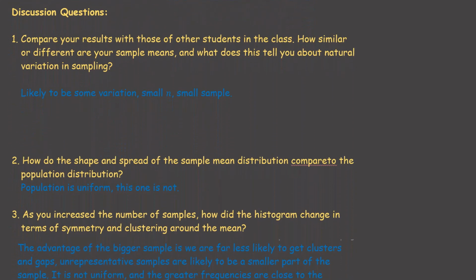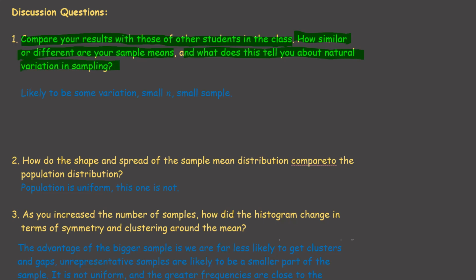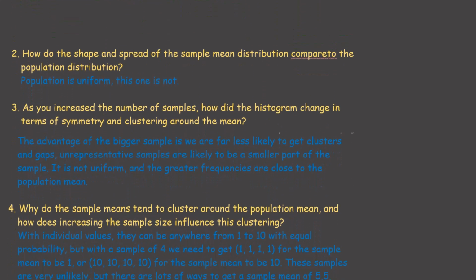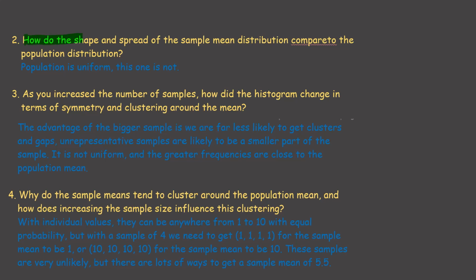So there's some discussion questions. Well, one of the questions is to do exactly that. Compare your results with those of other students in the class. How similar or different are your sample means, and what does this tell you about natural variation in sampling? There's likely to be some variation, there's a small n, and we're taking a small sample. How do the shape and spread of the sample mean distributions compare to the population distribution? The population is uniform. This one clearly isn't.